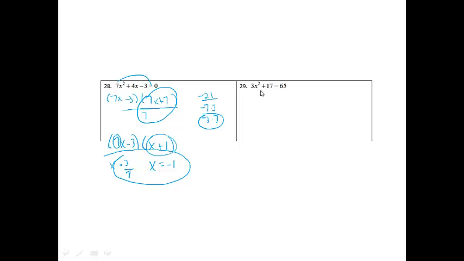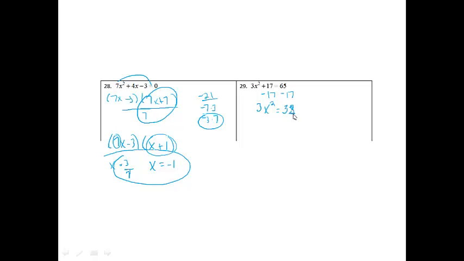Okay, number 29, 3x squared plus 17 equals 65. Again, it's a quadratic, so I know I have several methods. Since we are missing the x term, I'm actually going to use the square root method on this one. So I'm going to subtract 17 from both sides. So I'm going to get 3x squared is equal to 32, I believe. Let's see. No, that works. 65 minus 17.